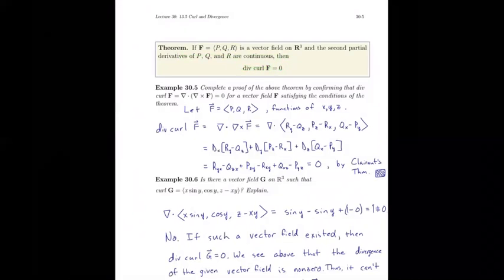So let's prove that. And we'll note that the divergence of the curl of f is actually equal to del dot, in parentheses, del cross f. So let's check our vector quantities and make sure that this is a meaningful expression. Del cross f, the curl, yields a vector, a 3D vector.